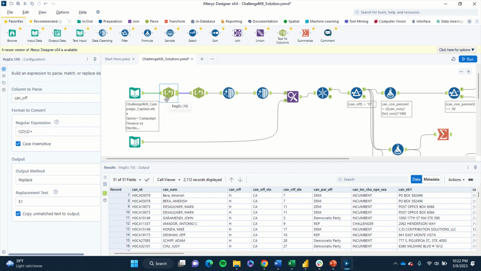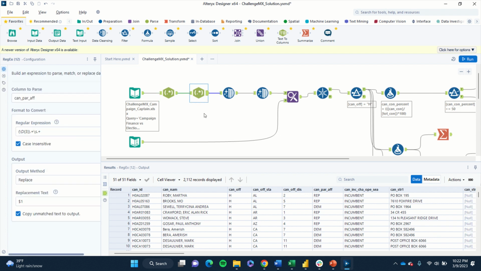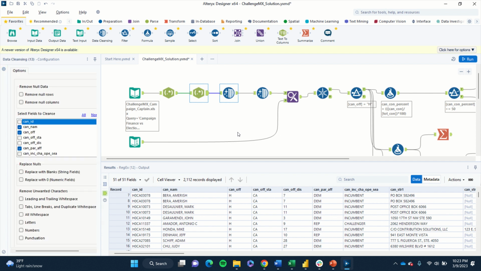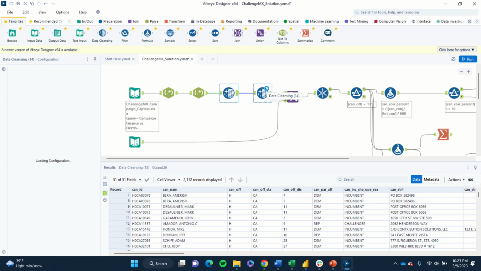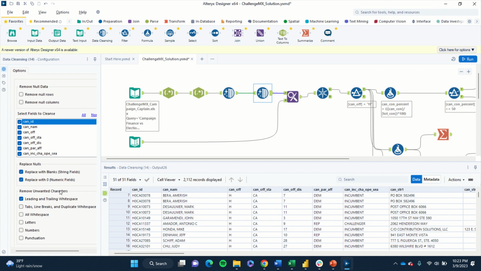The first thing I did was use a regex to cut off the rest of the candidate office, so just the first letter. All of mine will show H, P, or S. The next one is super similar. I did the same thing for candidate party affiliation, keeping just the first three letters, so either REP or DEM or the other parties. There are still some inconsistencies with capitalization, so I cleaned that up with the next data cleansing tool. For candidate name, office, and party affiliation, I made sure they're all uppercase. Next, I replaced the null values with zeros.